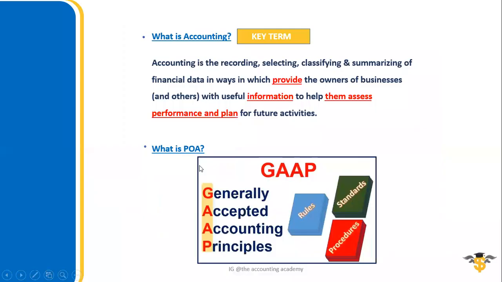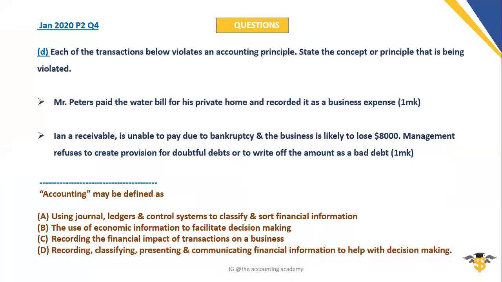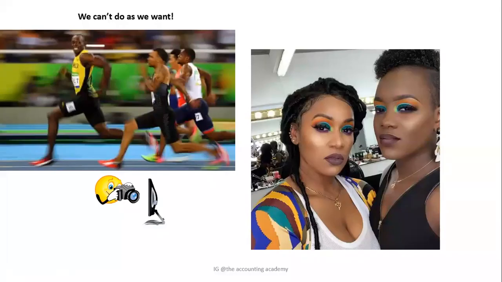I'm saying all this to drive home the point that as accountants, we can't do whatever we want. There are rules, there are standards for us to follow, and principles of accounts give us the rules and the standards for us to follow. If you go further on in your studies, you're going to get a few more, but POA covers quite a lot, right? You guys could screenshot this.